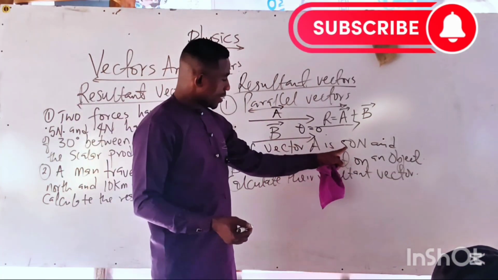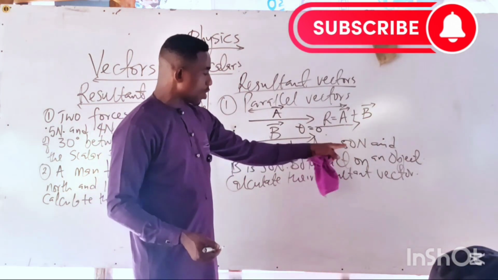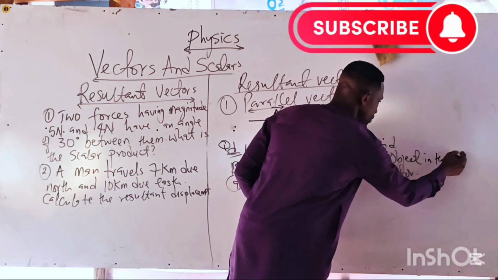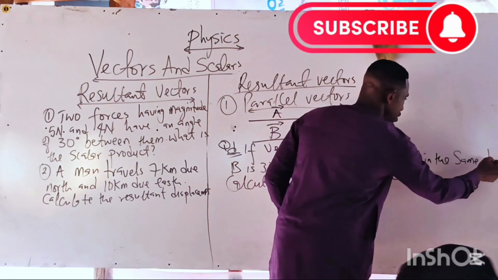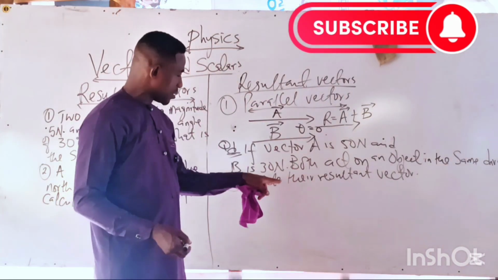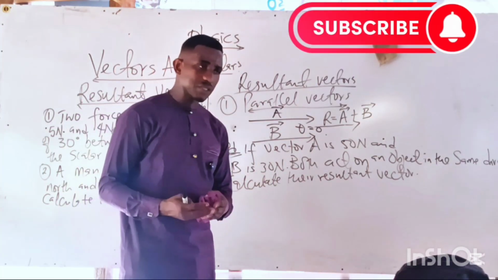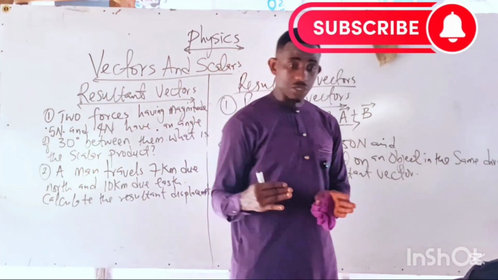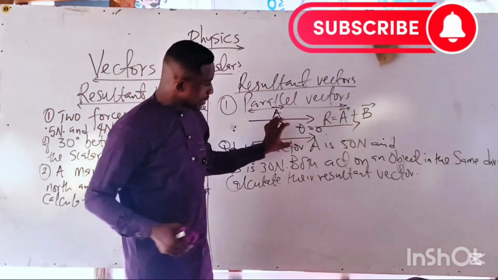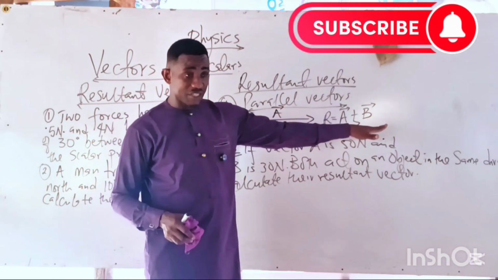If vector A is 50 Newton and vector B is 30 Newton, both act on an object in the same direction. Calculate their resultant vector. Please take note that for parallel vectors, the two vectors act in the same direction. Hence, their resultant vector becomes the arithmetic what?